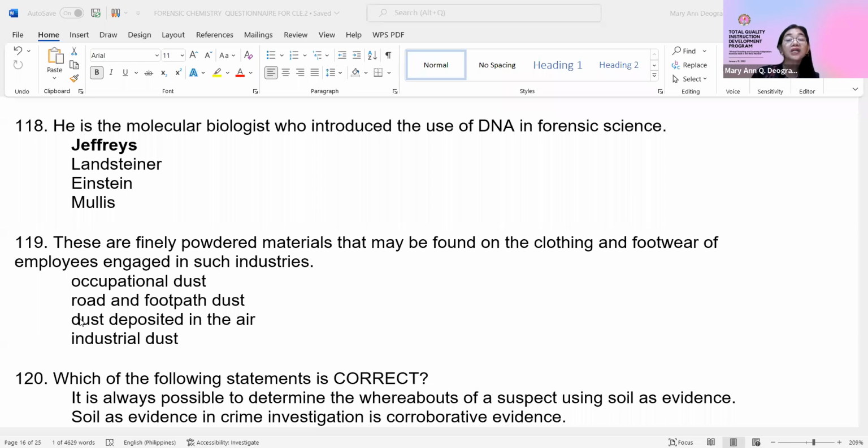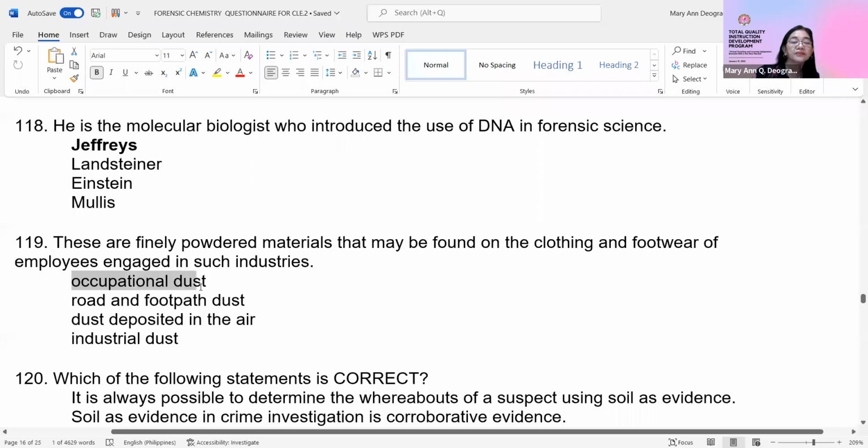It is found on the clothing and footwear of the employees. Is it a letter A or letter D, I should say. It's A. Okay? Nasa clothing yun eh. So it's letter A. This will tell us, no, the occupation of the person wearing that clothing or the footwear.